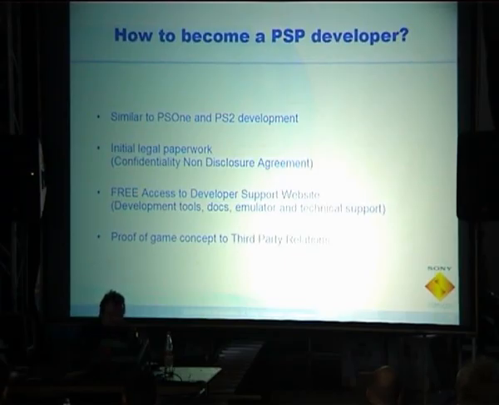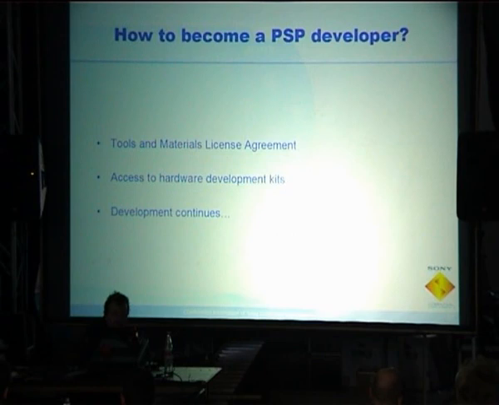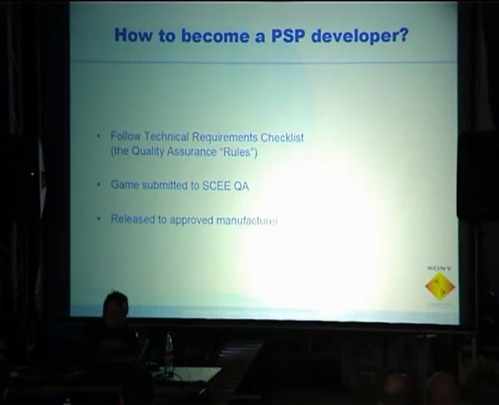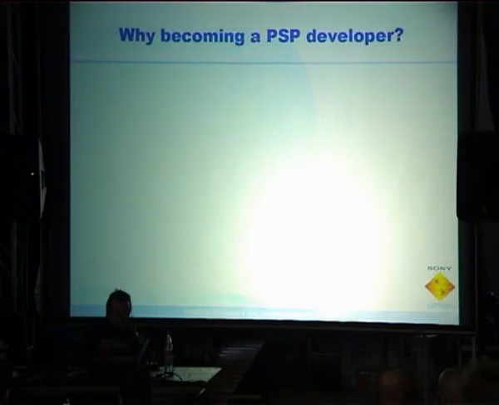Then you have to submit your proof of game concept to third-party relations, after which you get an order license to sign. After which you get the hardware tool. Your development continues. After you've created your next generation game, it will go through QA, and then it will be released by an approved manufacturer if it passes.